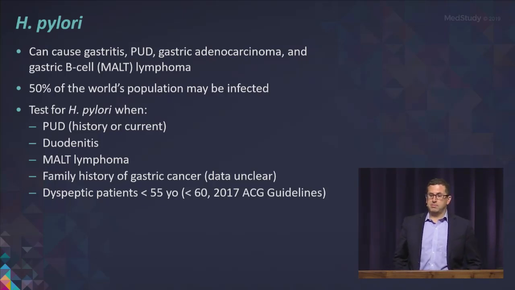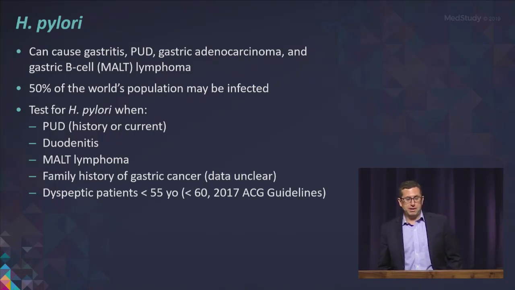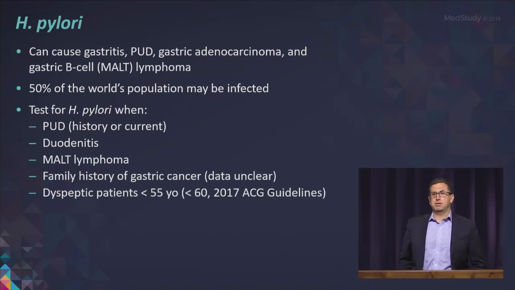So the slam dunks as to when you would test for H. pylori would be if you have a history of PUD or you actually have PUD, for example on an endoscopy, if you have a history of duodenitis, if you find MALT lymphoma on endoscopy, or if you have a family history of gastric cancer. There's some thought that H. pylori may be transmitted among family members and could increase someone else's risk for gastric cancer. And then the dyspeptic patients that we were talking about before, based on the ACG guidelines.